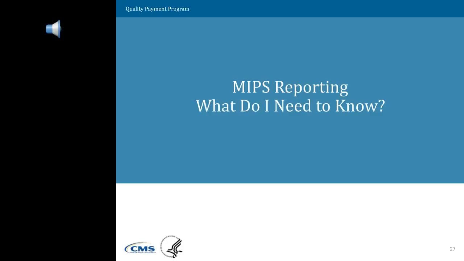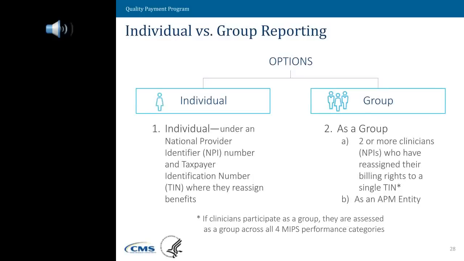So MIPS reporting, what do you need to know? On slide 28, there are two main options of how you can participate. The first is as an individual, so on your own, which is based off of your unique NPI and your unique tax identification number. And then the second option would be as part of a group, which is where 2 or more clinicians have reassigned their billing rights over to a TIN.